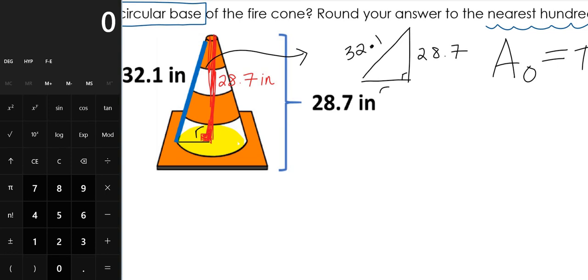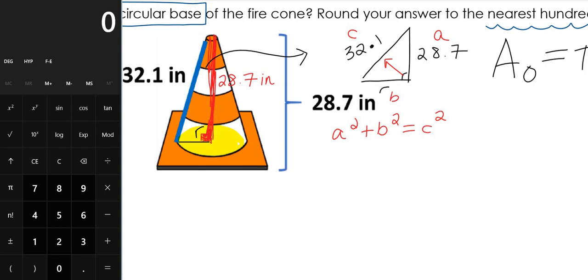Now, Pythagorean theorem is a squared plus b squared equals c squared. C is always across from the right angle, so your C is the 32.1. You're not solving for C, you have it. What you're going to solve for is one of the sides, A or B. Now, you can decide which one to call A and which one to call B. I'm going to call 28.7 my A, and then the radius will be the B value. Let's plug everything in, and let's solve for that radius.